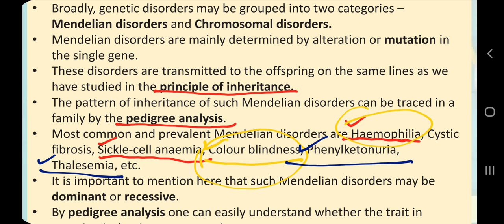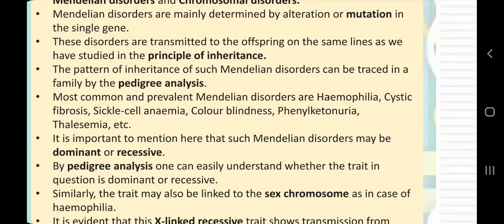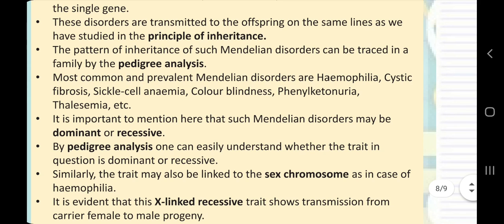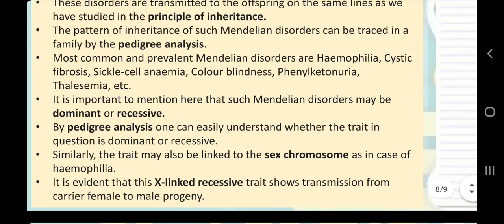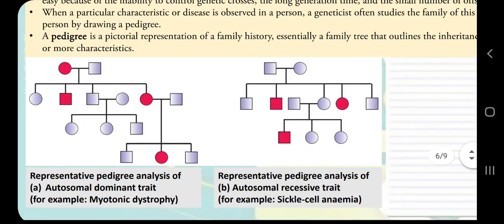It is important to mention here that such Mendelian disorders may be dominant or recessive. I am coming to this point now, but before that, by pedigree analysis one can easily understand whether the trait in question is dominant or recessive. How we can understand, I am going to tell you. Similarly, the trait may also be linked to the sex chromosome, as in case of hemophilia. It is evident that this X-linked recessive trait shows transmission from carrier female to male progeny. So I am going to explain these last four statements by coming back to this chart of pedigree analysis.